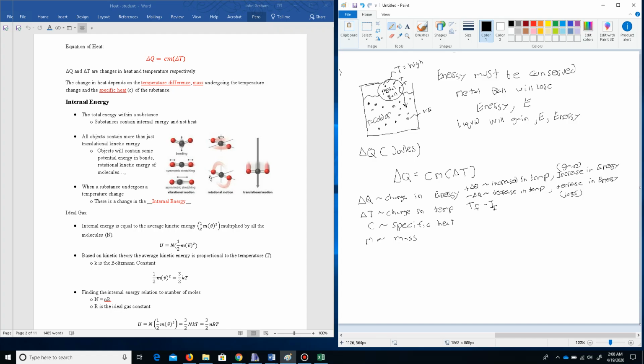Right, so I'm going to go through the specific heat here soon. Before I get to that, I want to talk about what's called internal energy. The total energy within a substance is what we consider the internal energy.